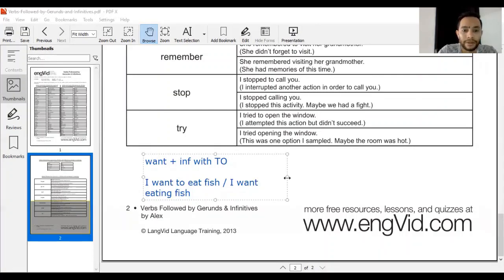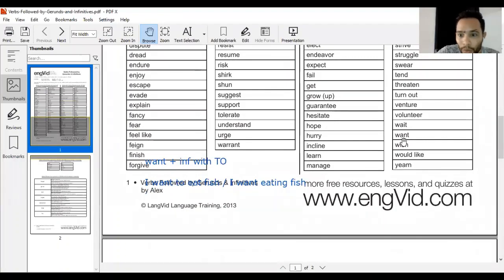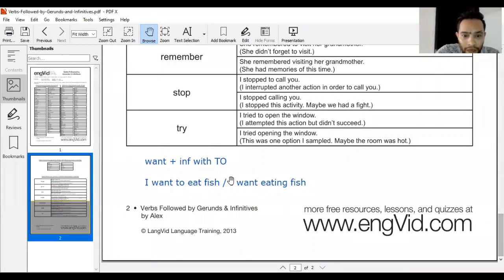All right, then what happens here, guys? The thing is that when I say I want to eat fish, I have the verb want. And according to the rule or to the group, it says that, up here, the verb want, take a look, can only be used with infinitive with to. So the correct form is I want to eat fish.